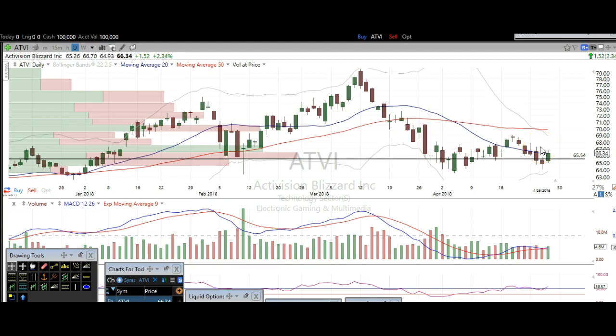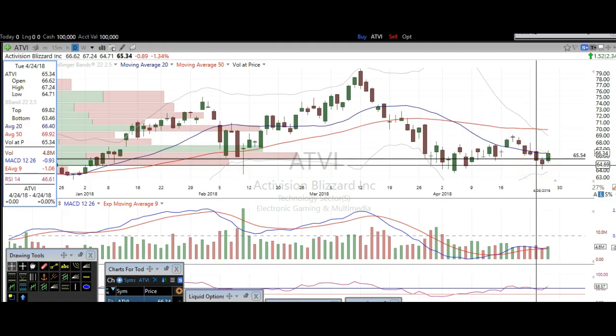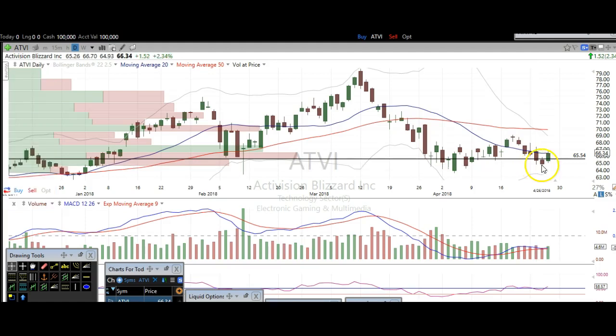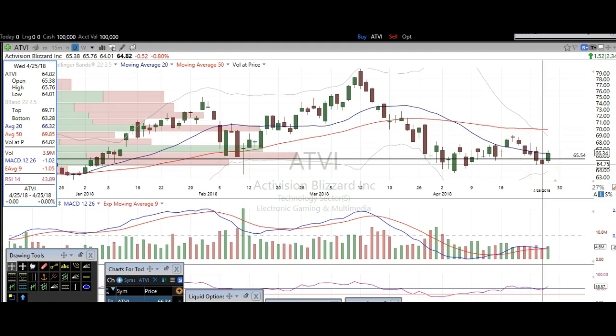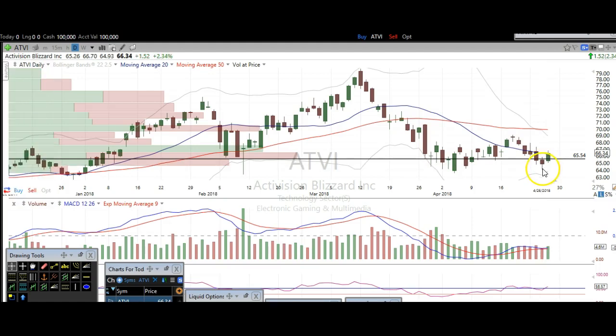Not as good as the signal that we got on McDonald's because the day one low was 64.71, and then the close of this day was 64.82. So this day two did not close below day one low, but nonetheless, it's a hammer candle and a close over the previous day's high.